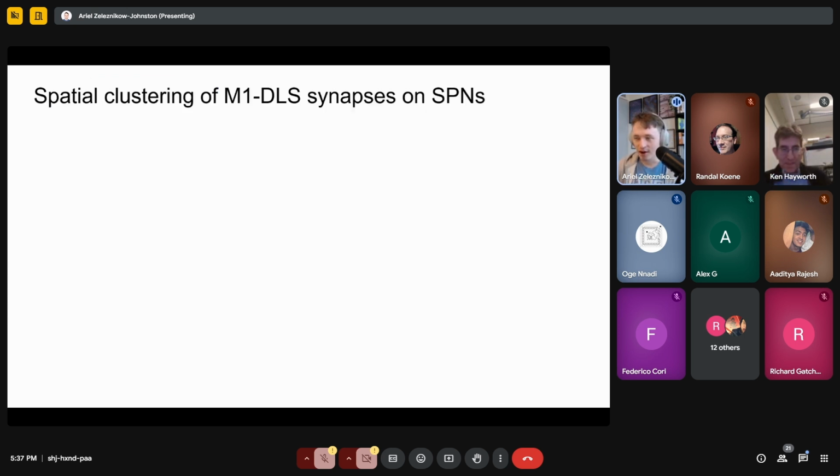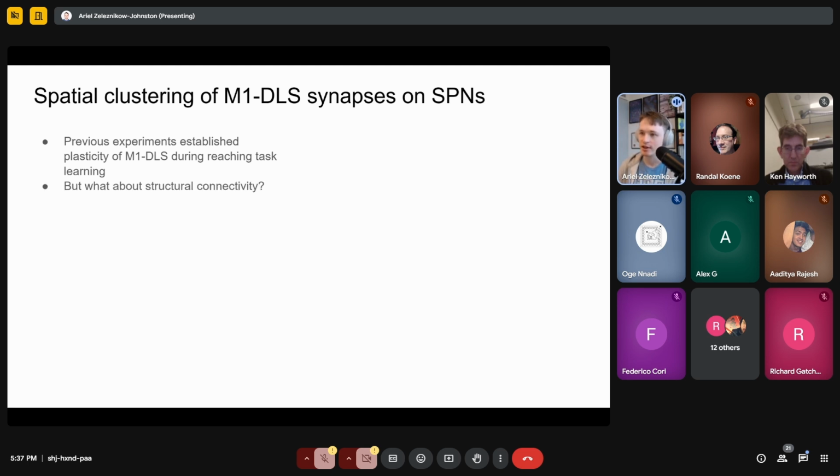So finally, we are going to how this relates back to aspirational neuroscience and memory decoding, and actually looking at things from structure, because the last figure in their paper is focused on the spatial clustering of these spines. So not just their plasticity and functional properties, but where these actual synaptic spines, these synaptic connections from M1 onto these DLS neurons, are. Their previous experiments have established that there is this plasticity between the M1 and the DLS, and they're now asking, but what about structural connectivity?